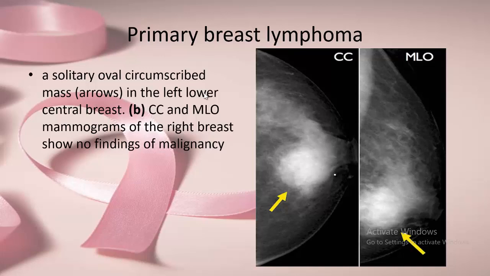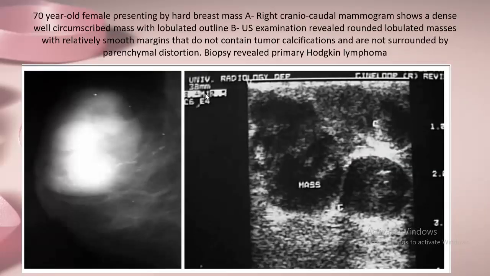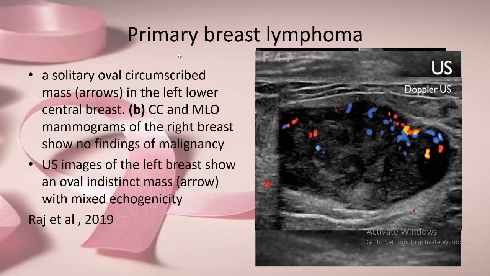Primary breast lymphoma, this is by mammogram. And this is primary breast lymphoma by ultrasound. It is rather well defined, hypoechoic, a solitary oval, well circumscribed mass, and the ultrasound image shows an oval indistinct mass with mixed echogenicity, and the very important finding is the increased vascularity. This increased vascularity warrants that it is not a benign lesion, it is a malignant lesion.